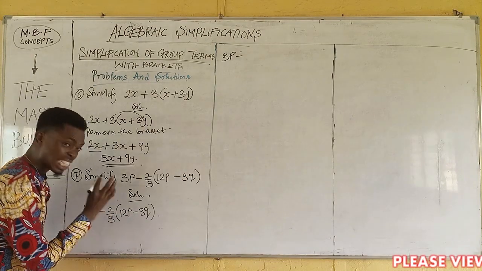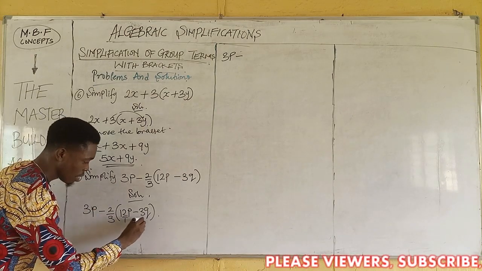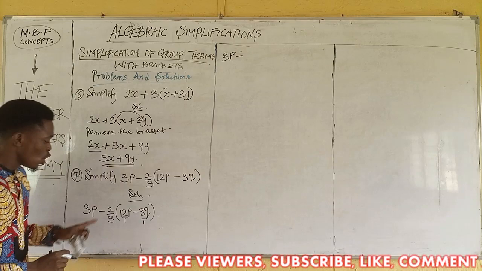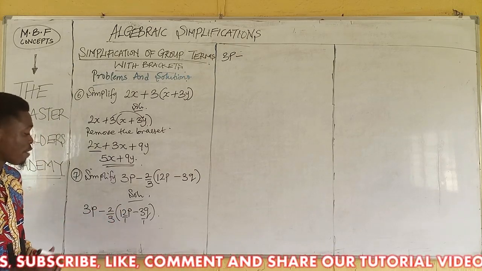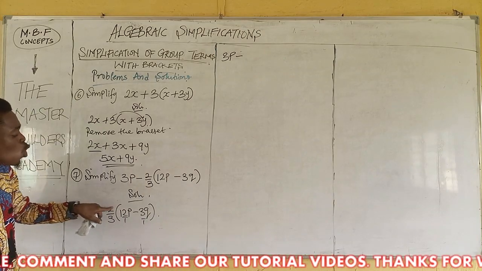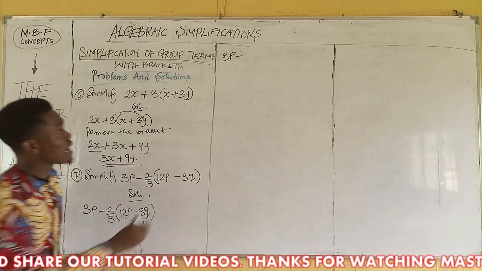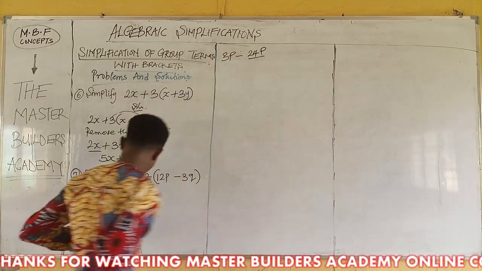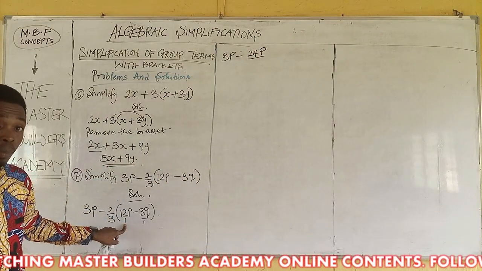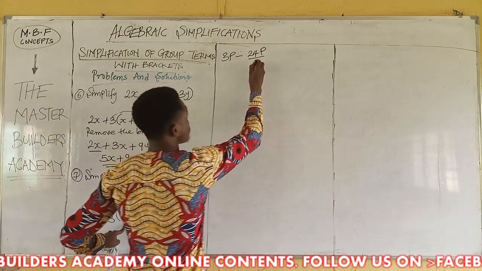Now, understand that in their fractional form, this is over 1. This is over 1 also. So, numerator multiplies numerator and denominator multiplies denominator. Therefore, we are going to have minus 2 times 12p, and that would give us minus 24p over 3 times 1, which happens to be the denominator, giving us 3.